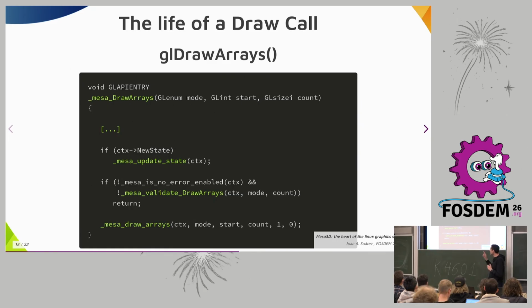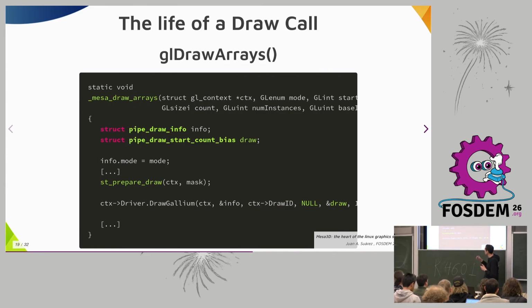So, for instance, when we call glDrawArrays and the loader finds the proper driver, the first function, the entry point for this operation, is called _mesa_DrawArrays. As explained before in the architecture, what it does is update the state and validate that things are correct. If something is not correct, it sets an error and returns. And if everything goes fine, it then starts the draw itself.